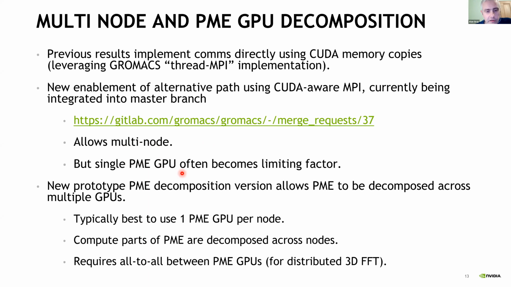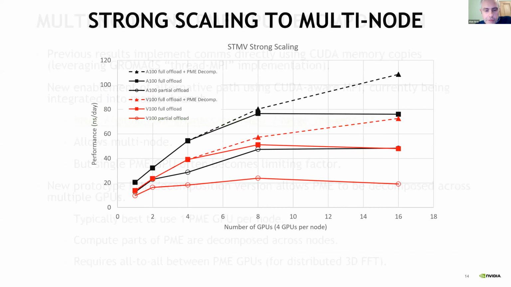So what we need is PME decomposition on the GPU, the same way as you can decompose it for the CPU version, to scale out to many compute nodes. And again, we have a prototype version for that at the moment. Once we have this CUDA-aware branch merged, we'll start working on merging the version with PME GPU decomposition. But just to give you a preview of results for that.